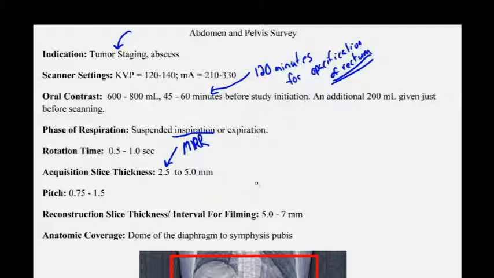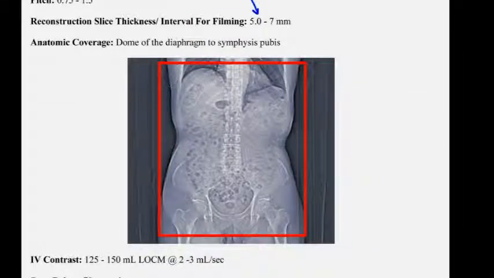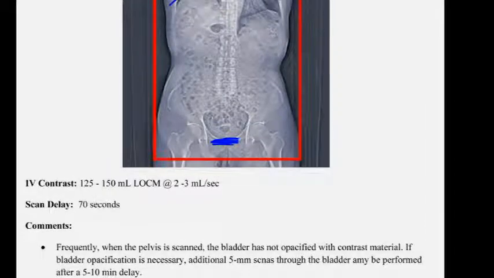Reconstruction slice thickness or interval for filming is 5 to 7 millimeters. Usually, we tend to gravitate more towards 5 because 7 is a huge slice. 5 is usually the happy medium, which you can always recon back down to smaller slice intervals if you have to. The anatomic coverage, once again, is the dome of the diaphragm to the symphysis pubis. So we're going from here to here. And so that comprises everything that we need for this entire area.